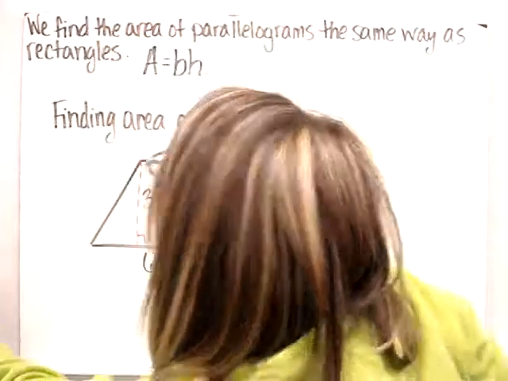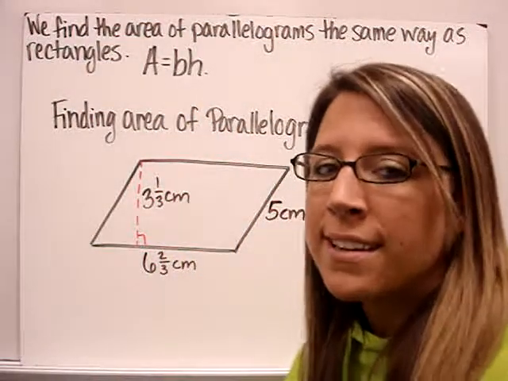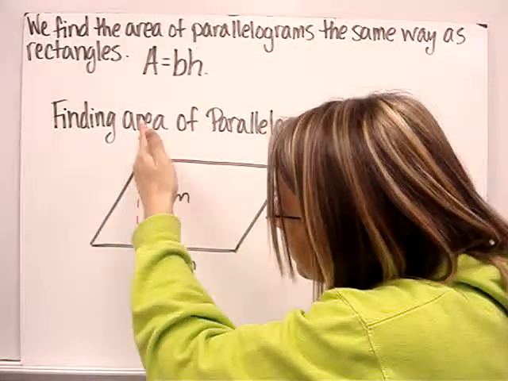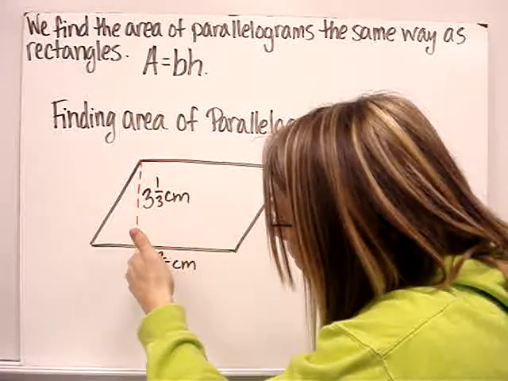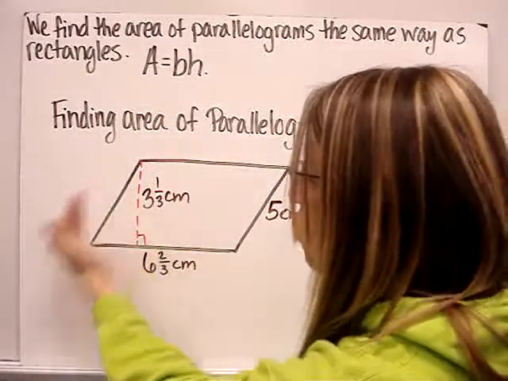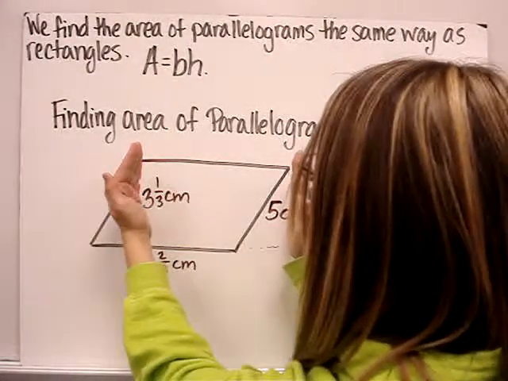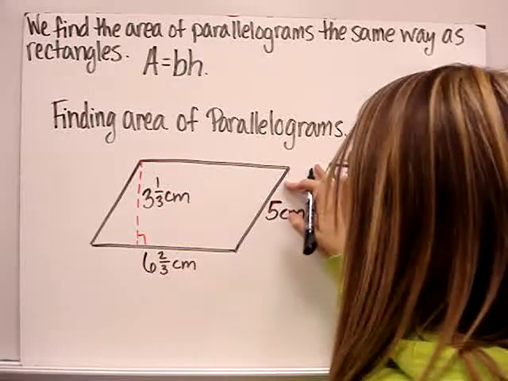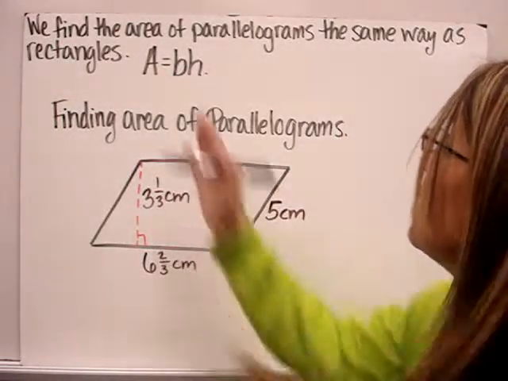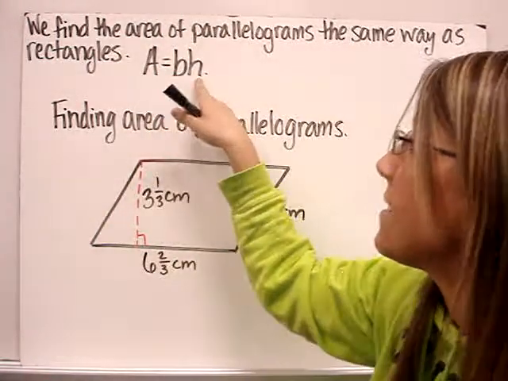Now, on top of rectangles, we can also find the area of a parallelogram in the exact same way. If you can picture, if I cut straight down on this parallelogram, I would be left with this triangle, right? And this triangle, if I removed it, it would fit perfectly right here, leaving me with a rectangle. This is why the areas are the same, but we'll work on that more in class. So the area for finding a parallelogram is exactly the same. It's area equals base times height.